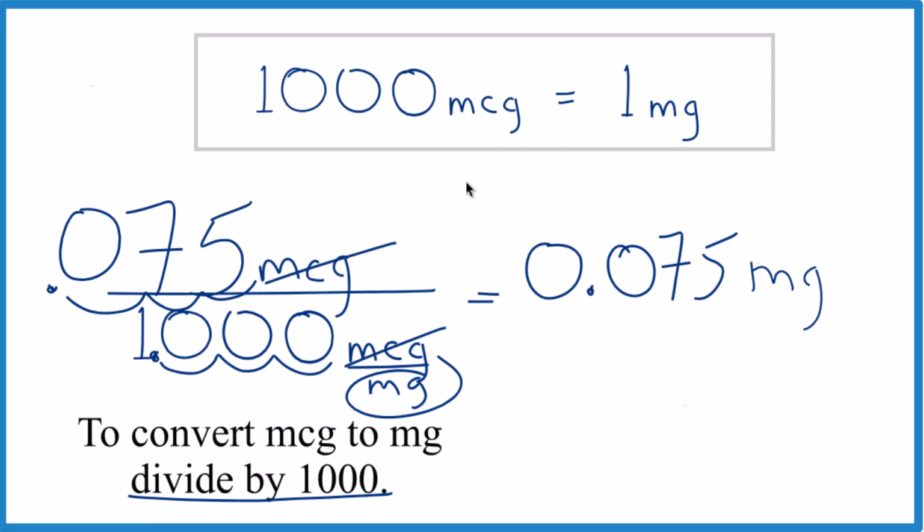That's it. This is Dr. B converting 75 micrograms to milligrams. The answer is 0.075 milligrams.